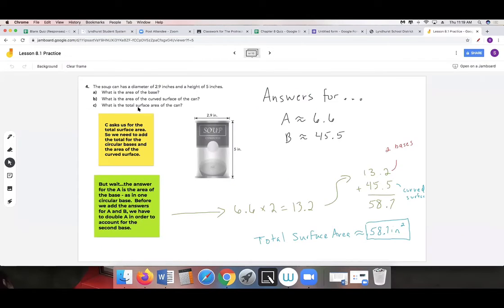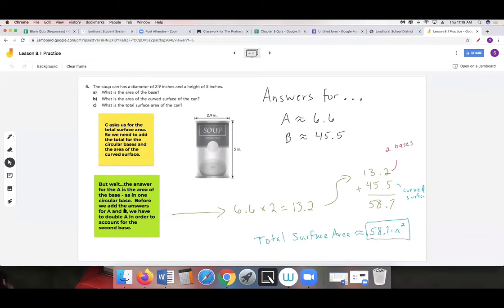4C, what's the total surface area of the can? So we got 6.6 for A, we got 45.5 for B. So C asks us for the total surface area, so we need to add the total for the circular bases and the area of the curved surface. But wait, the answer for A is the area of the base, as in one circular base.